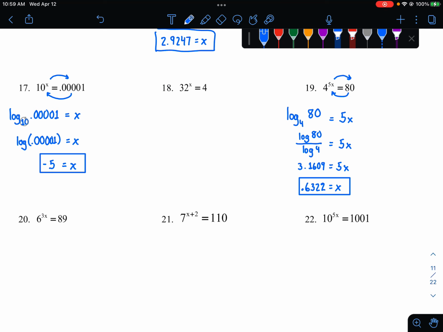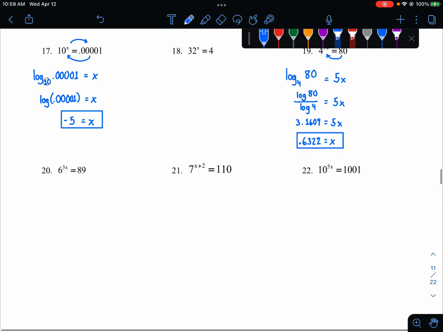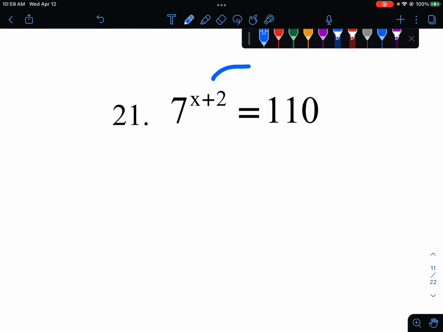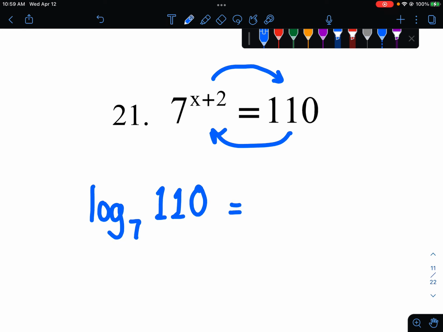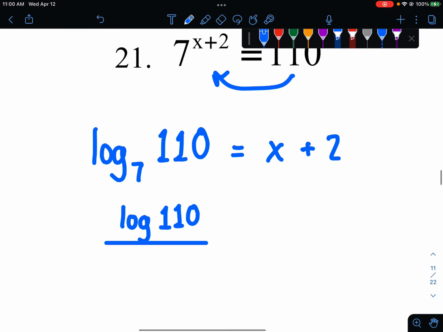All right. And then we're just putting some other stuff in front of these exponents or after these exponents. So again, all I'm going to do is circle up log base 7 of 110 equals x plus 2. I just know that when I put this stuff in the calculator, whatever I get here, I'm going to subtract 2 from that number. I'm just going to do -2 on my last step.